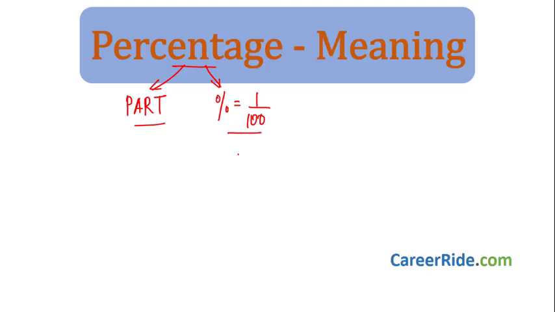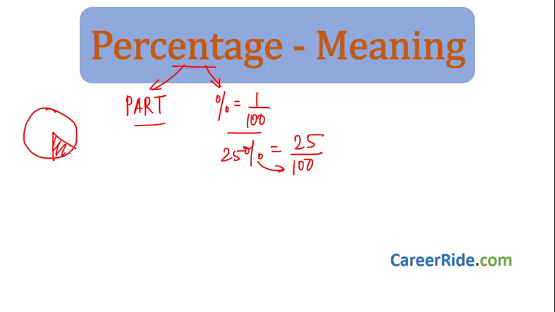So if someone says this is 25%, it would simply be 25 divided by 100. This percentage symbol means divide by 100. And what do we mean by percentage means part? For example, this is a biscuit, a whole biscuit, an entire biscuit. If someone says give me say 30% of the biscuit, you'll remove some part and give it to the other person. So a part of the whole is nothing but a percentage of the whole.